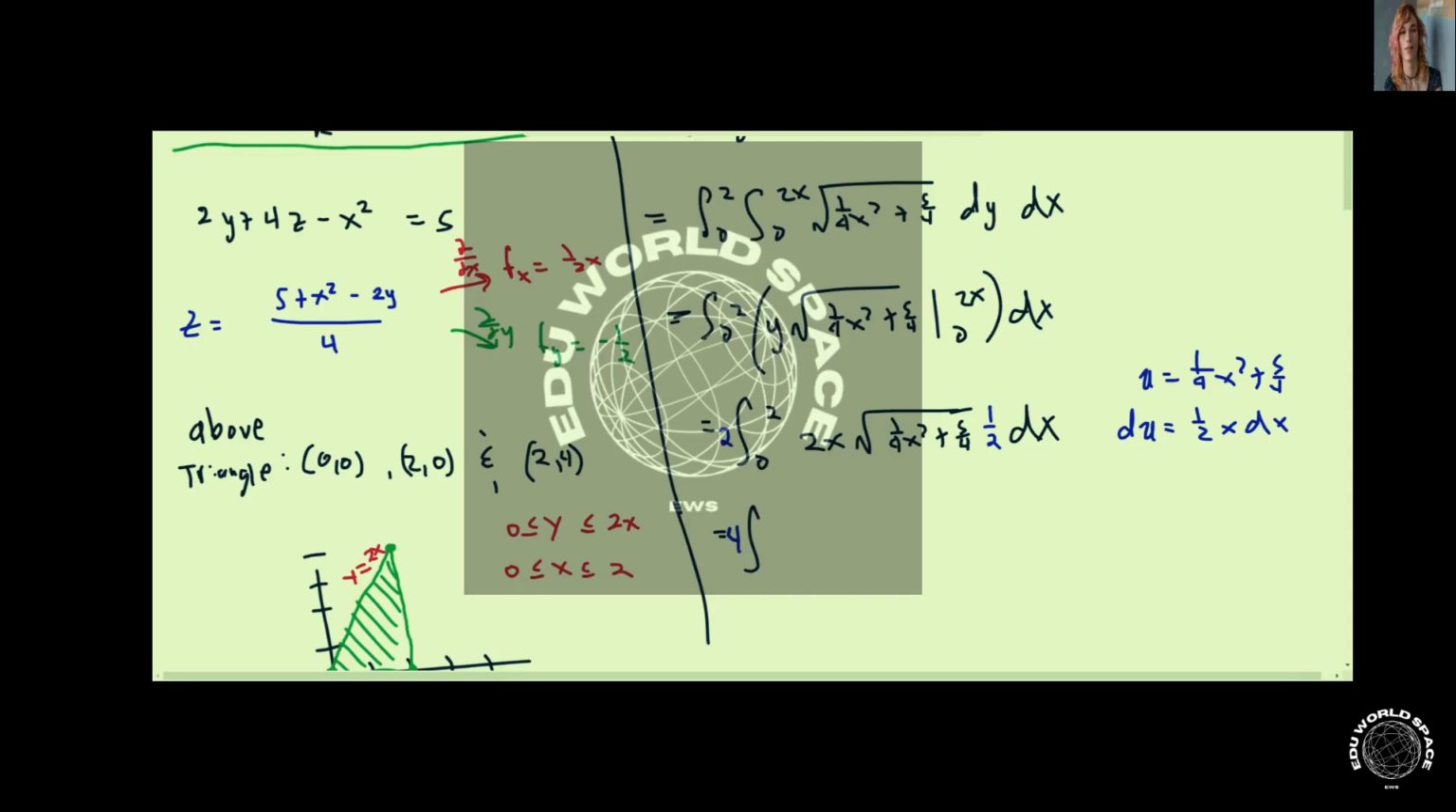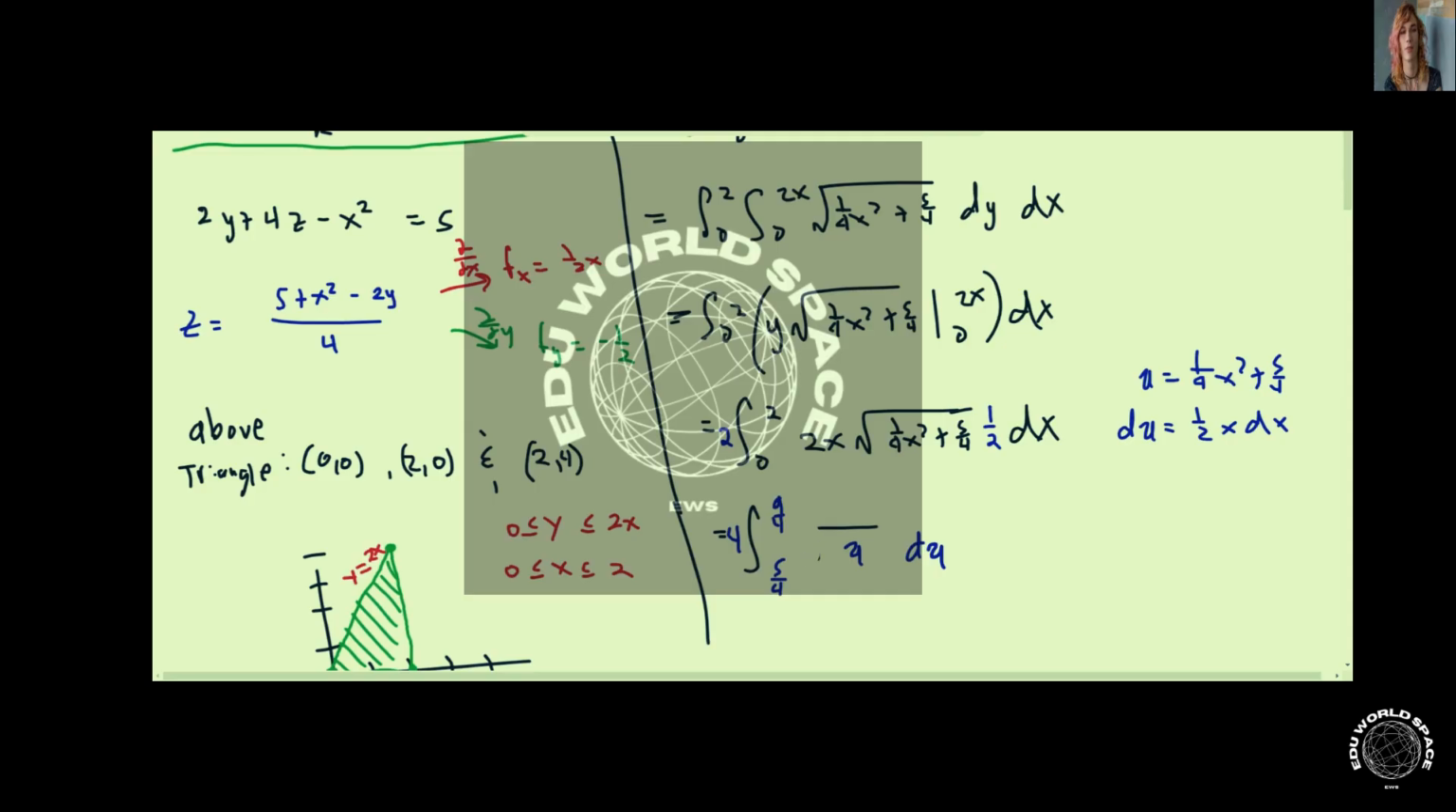Now our new bounds are going to go from, if I plug in 0, that'd give me 5/4. And then if I plug in 2, so 2 squared would be 4 times 1/4, which is 1, plus 5/4, so that would be 9/4. So our new upper bound is 9/4. And then this here is just going to become the square root of u, and then we have du here.